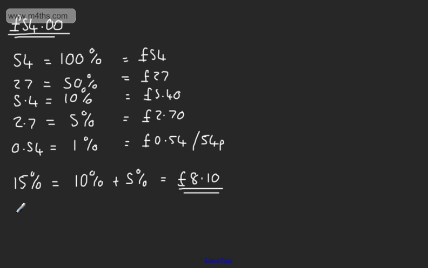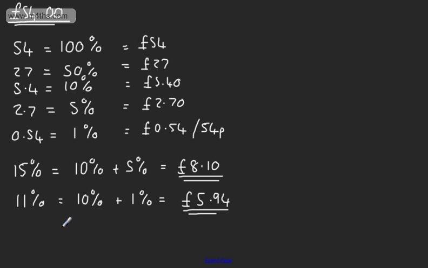If we wanted to find 11%, we could do one lot of 10%, and then we would add to that now 1%. So we'd have now the £5 and 40p plus the 54p, and that would give us £5 and 94p. So we can find any integer quantity. Clearly, finding some is going to be easier than others. If you want, you could think, well, if 10% is £5.40, 20% will be double, 30% will be triple, and you can go from there.